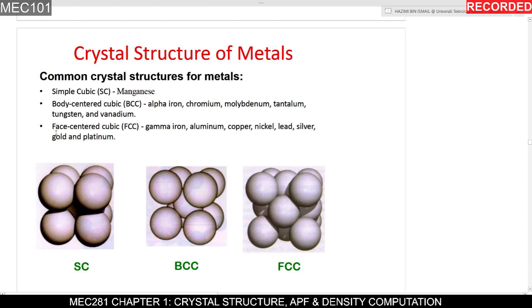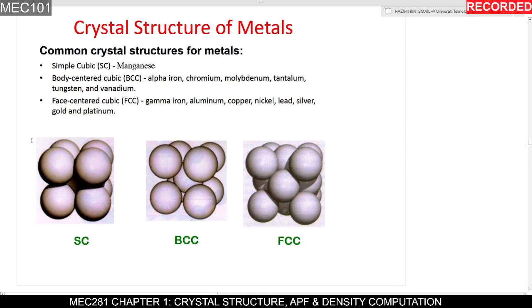Okay, so the third type is what we call FCC, face centered cubic. So there are atoms on the other faces here, 1, 2, 3, 4, 5. Okay, comparing this diagram between SC, BCC and FCC, at first glimpse I will see that the FCC is more compact, right? Because it has more atoms compared to BCC and SC. So the SC is the least compact, with the least density here.